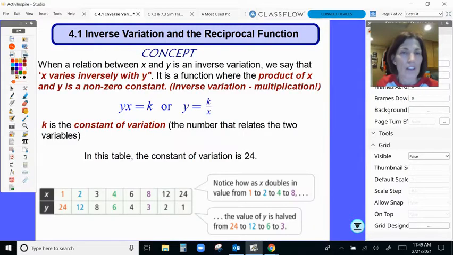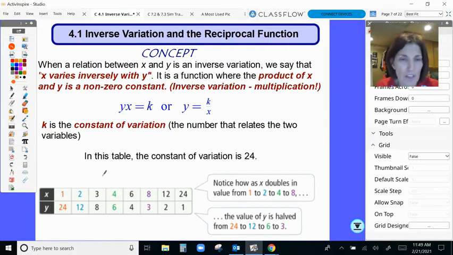Okay, so this is just to wrap up what inverse variation is. When a relation between x and y is an inverse variation, we say that x varies inversely with y. It's a function where the product of x and y is a non-zero constant. If it was 0, then k would just be 0, and that wouldn't be any kind of variation at all. So inverse variation is always multiplication. K is my constant of variation, a number that relates the two variables.